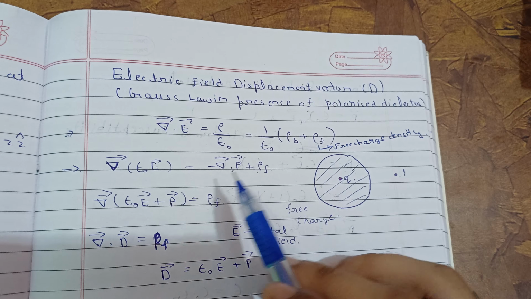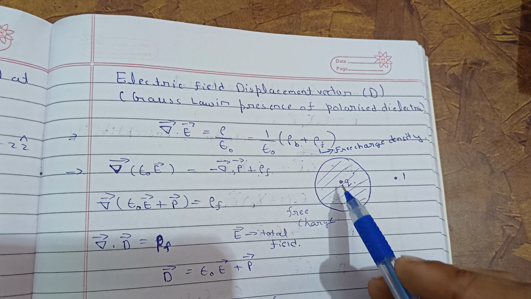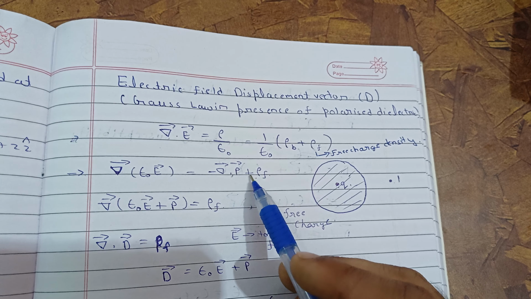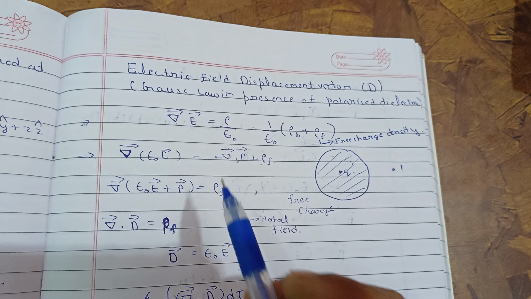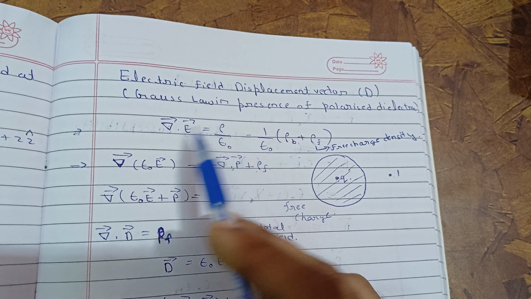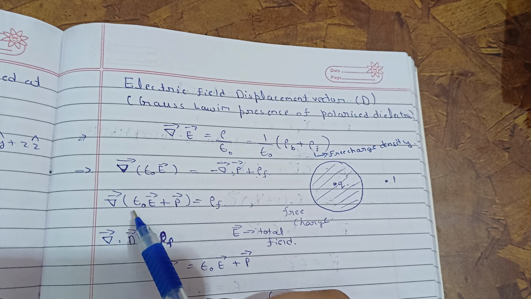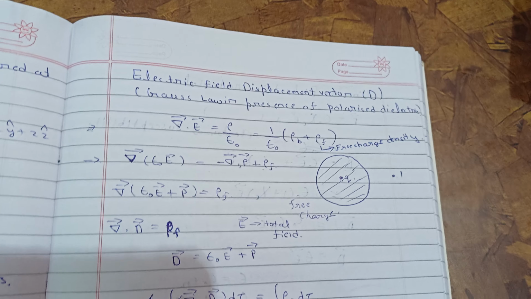So that is nothing but minus del dot P if polarization is given, because of this charge the polarization will take place inside this sphere. So it will be minus del dot P plus rho f, that is free charge. Now take this side, means epsilon will go this way, epsilon E, and this will be like this. Take the divergence common, it will be del dot of epsilon E plus P equal to rho f.